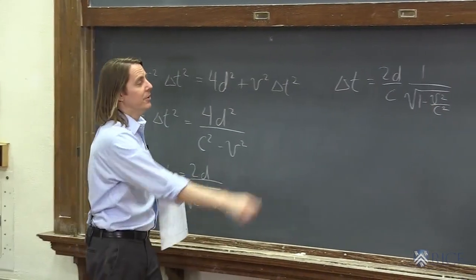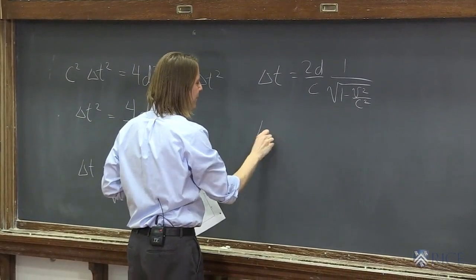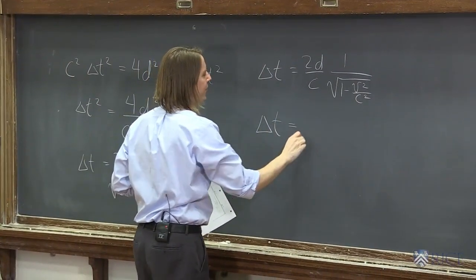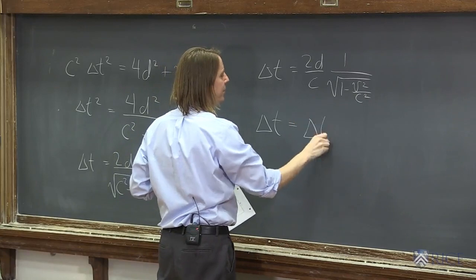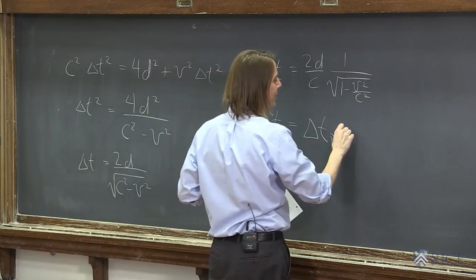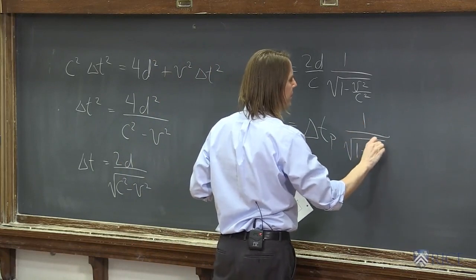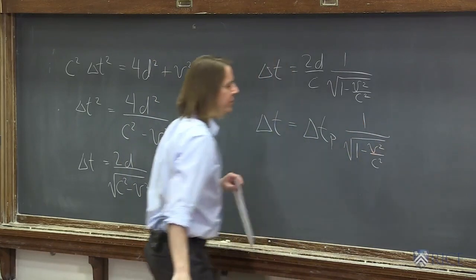All right? But then 2d over c, that was delta tp. So we find that the difference in time in the lab frame is equal to the difference in time in the bullet frame, but times a factor, 1 over the square root of 1 minus v squared over c squared.